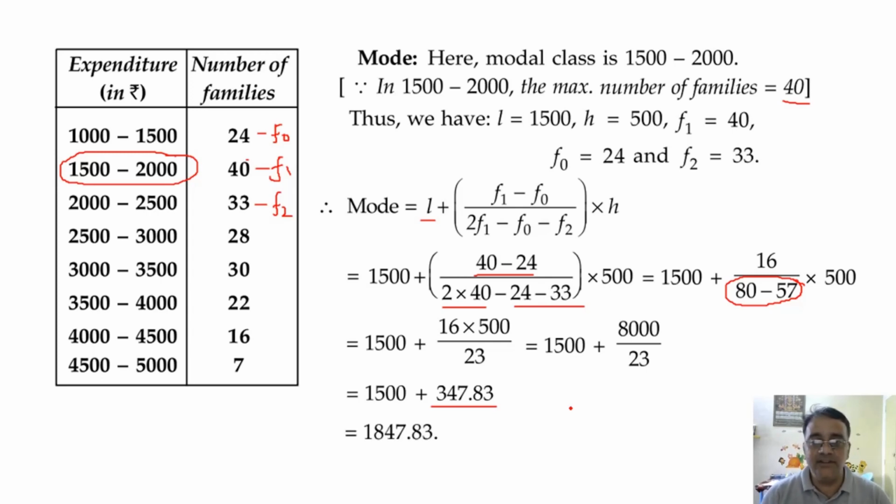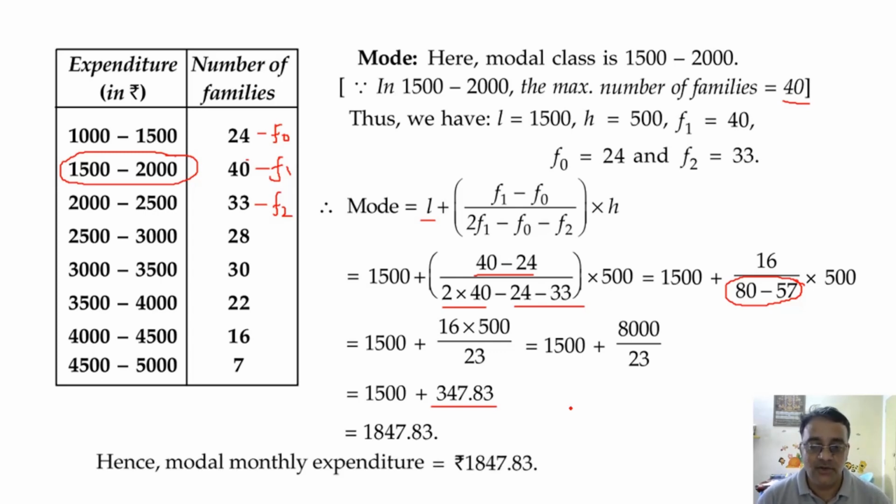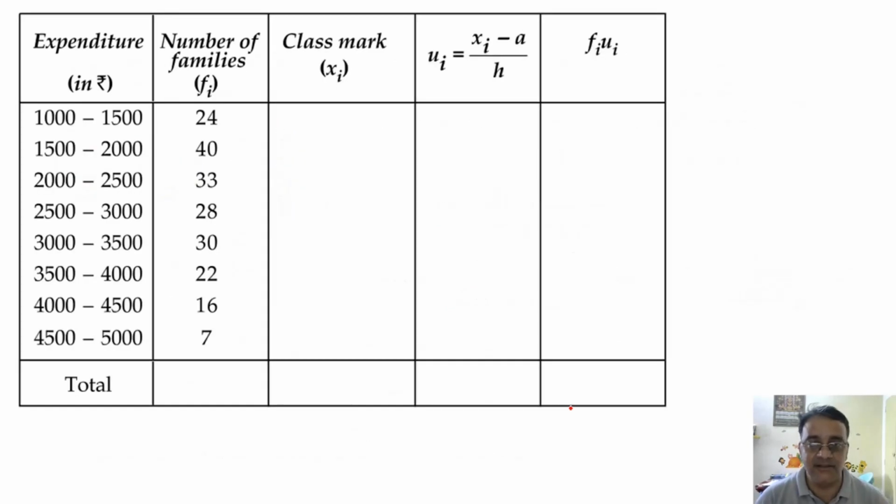Okay, any doubt in this part? Now we have to calculate the mean also. So we got modal monthly expenditure equal to rupees 1847.83. Now for the mean I would like to go for the step deviation method क्योंकि numbers बड़े बड़े हैं यहाँ पे and the class size of all the classes is the same. So first class mark is 1250. Now keep adding 500.